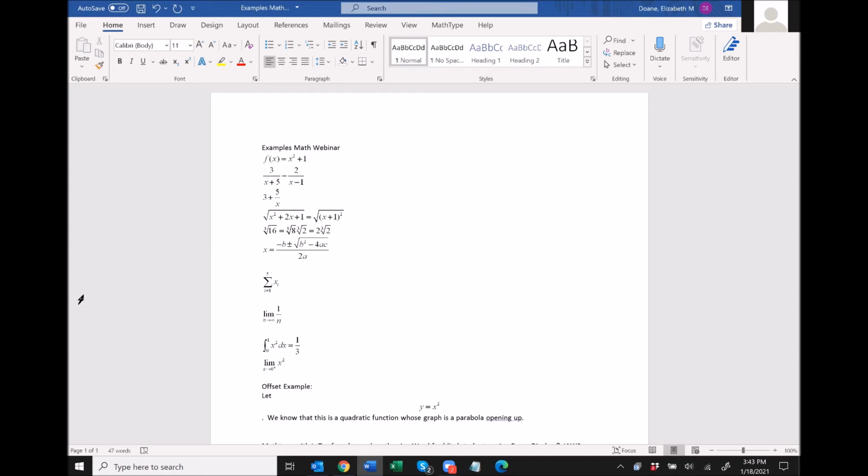F left parenthesis x right parenthesis equals x squared plus 1. Okay, f of x equals x squared plus 1. All right, now I'm going to highlight that. Oh, you know what? If I do that, it messes it up. One moment. F left parenthesis x right parenthesis equals x squared plus 1.